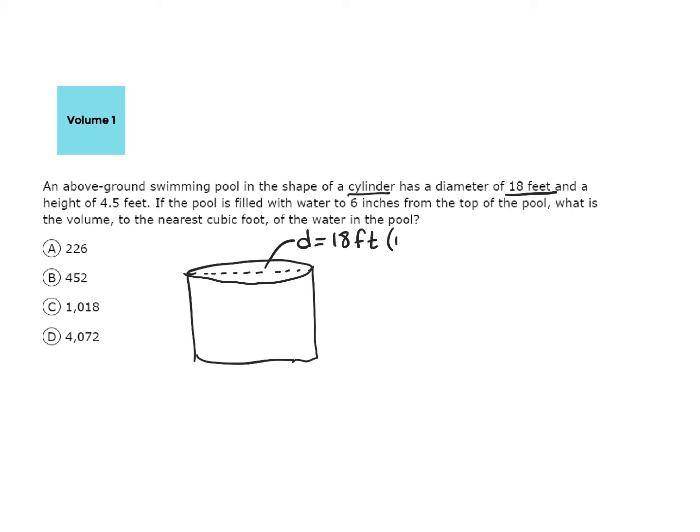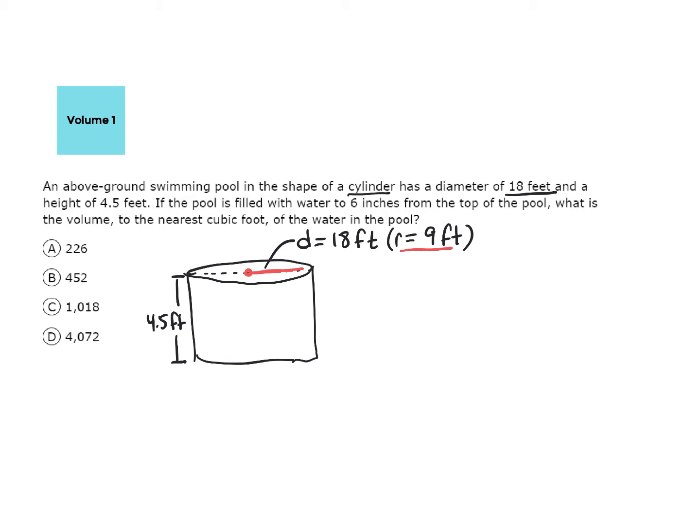Right now, make a note that that means your radius is half of that and it's 9 feet. So I'm just going to mark the radius as 9 feet and say that that's in red. It has a height of 4.5 feet, so we know from bottom to top is 4.5 feet. And it says the water goes to 6 inches from the top of the pool.